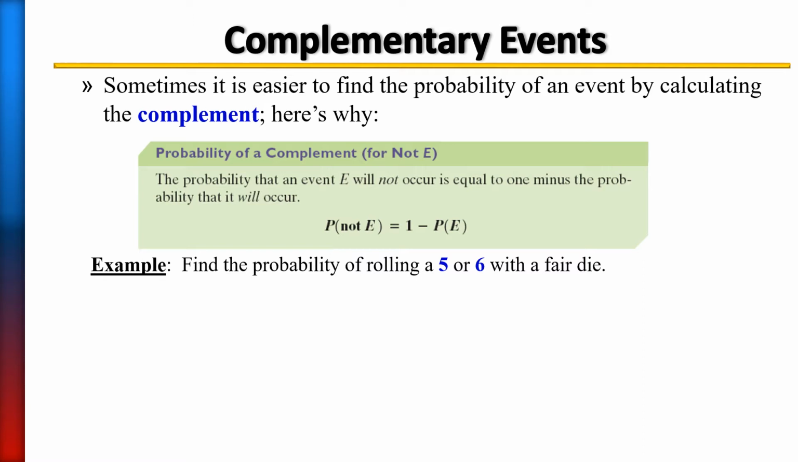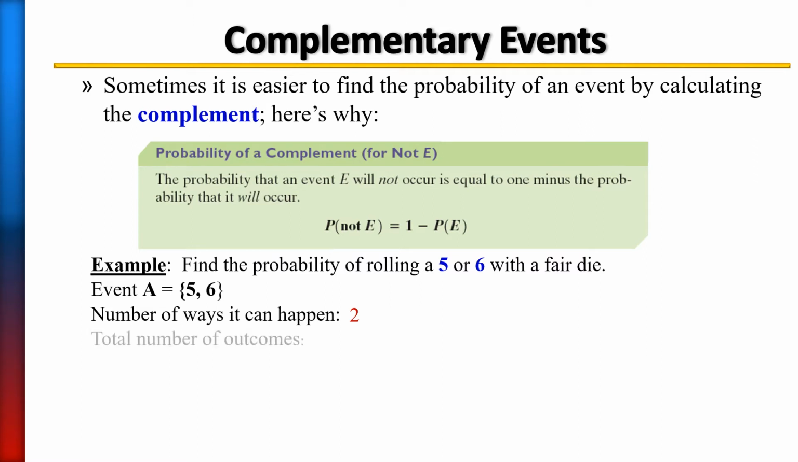Find the probability of rolling a 5 or a 6 with a fair die. On a fair die, you have 6 sides. Each side has the dots from 1 to 6. So there are only 2 sides with the 5 or the 6. The other 4 sides will not have a 5 or a 6 on it. So the probability of event A, rolling a 5 or 6, would be 2 ways that can happen out of the 6 total. So the probability is 2/6, and of course, you can reduce the fraction there as 1/3.